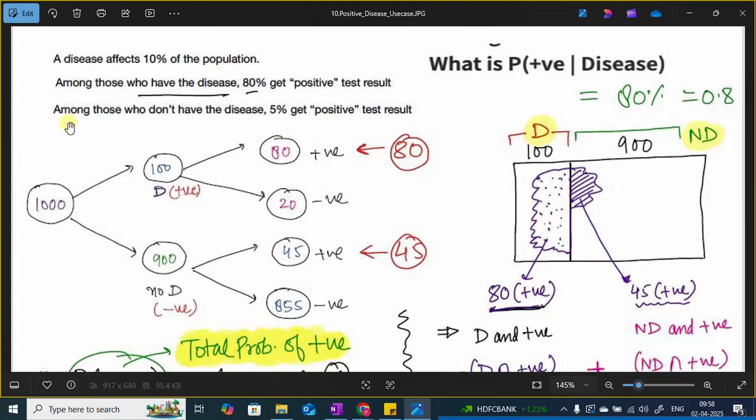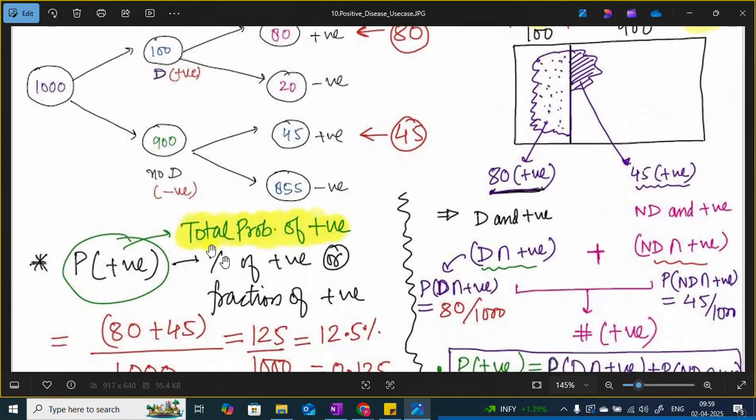Now, the third problem statement. Among those who do not have the disease, in this section, 900 people, 5% get positive, meaning 5% of 900 is nothing but 45. 45 people are positive, who are claiming that they don't have actual COVID, but actually they have COVID. And 900 minus 45 is nothing but 855 people having no corona disease, COVID negative. Clear, guys? Any doubts so far?